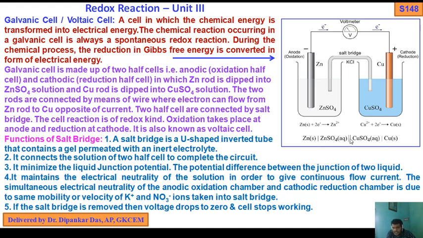So the overall cell is represented as: Zn solid, single vertical line, zinc sulfate solution aqueous, double vertical line, copper sulfate solution aqueous, single vertical line, Cu solid. The double vertical line is the salt bridge. This is the representation of a galvanic cell.